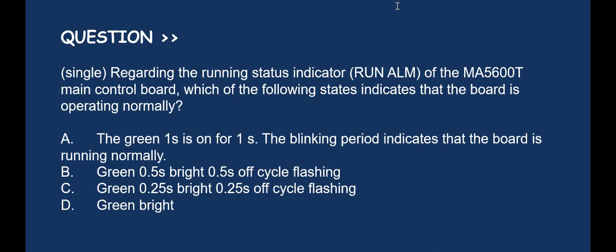The next question is regarding the running status indicator run ALM of the MA5600T main control board, which of the following states indicate that the board is operating normally? The options are option A, green 1S on, 1S off. The blinking period indicates that the board is running normally. Option B, green 0.5S bright, 0.5S off cycle flashing. Option C, green 0.25S bright and 0.25S off cycle flashing. Option D, green bright. The correct answer is option A.